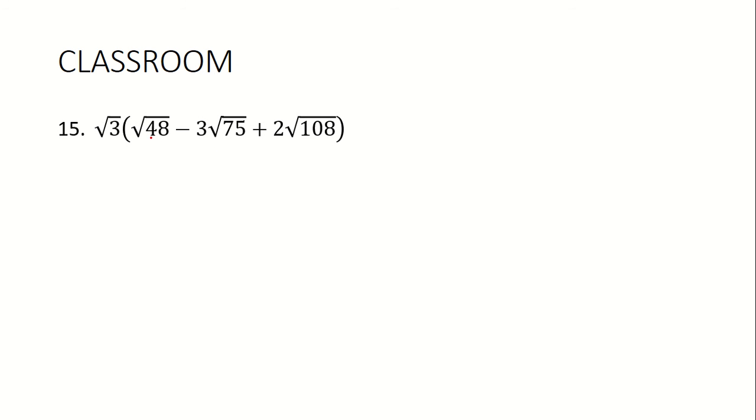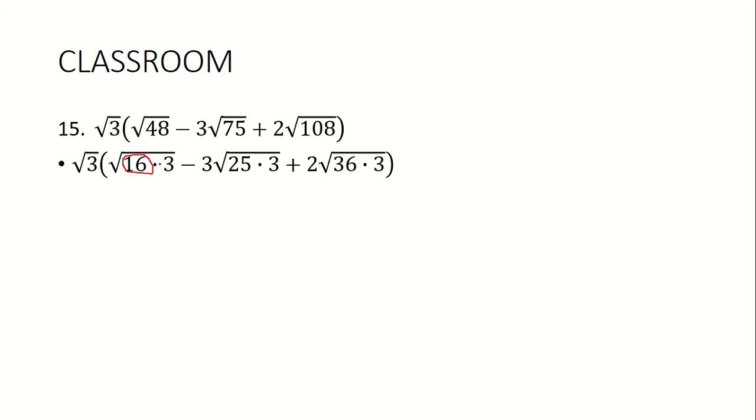Here I'm going to find a perfect factor for 48, and I will multiply it with an integer. A perfect factor for 75 multiplied with an integer. A perfect factor for 108 and multiplied with another integer. So the perfect factor for 48 is 16. So I'll multiply it by 3 for me to get 48. A perfect factor for 75 will be 25. And I'm going to multiply it by 3. A perfect factor for 108 will be 36, and then I'm going to multiply it by 3.